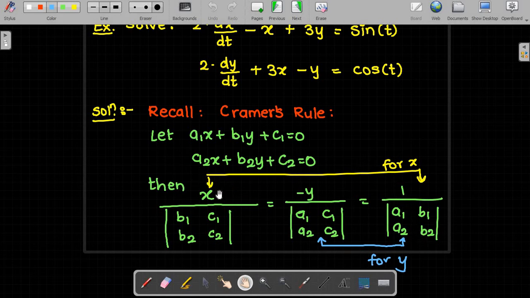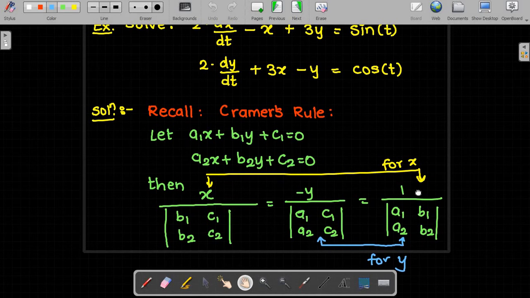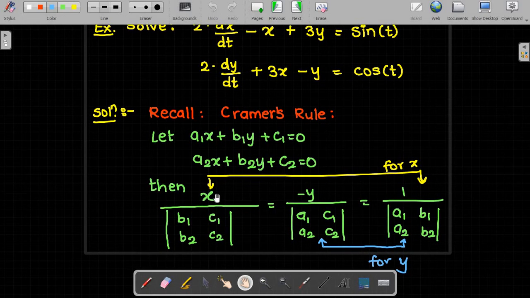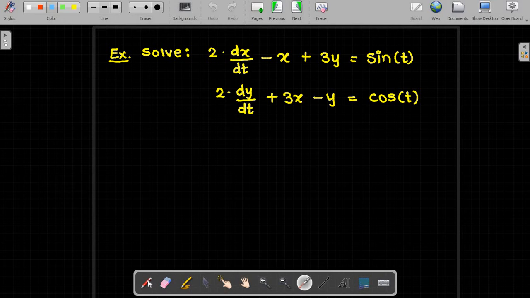Then if we consider the first and third ratio, we can find the value for x, where x is equal to this determinant upon this determinant. Similarly, y is equal to minus this determinant divided by this determinant. So we get the value for y. Now let's solve this problem by using Cramer's rule.